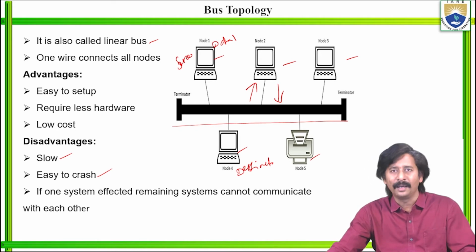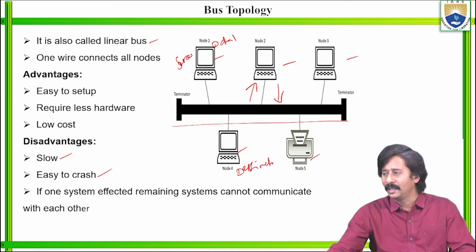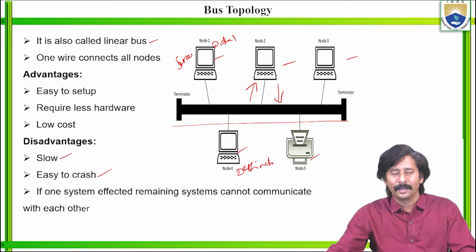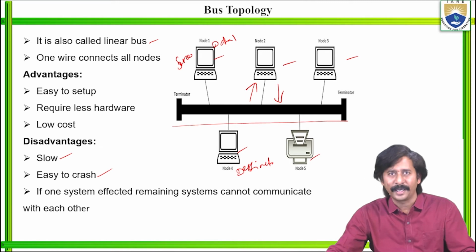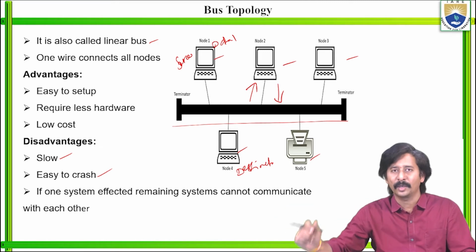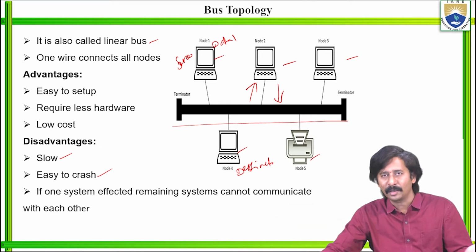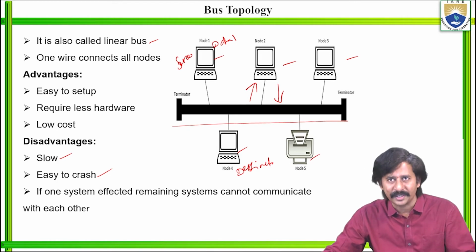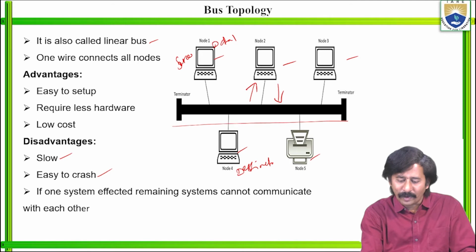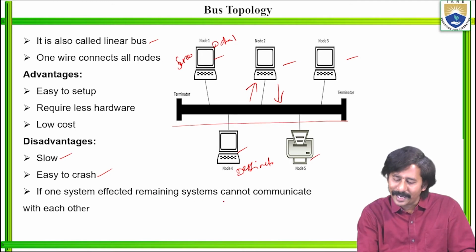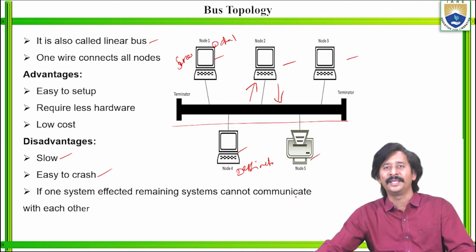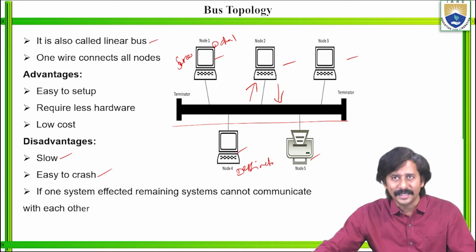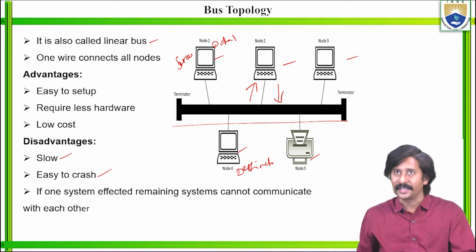A simple example: if you take any simple LAN connection, one node communicates to more than 10 nodes. What happens if that particular node is disconnected? Then automatically the remaining nodes don't have any communication. So if one system is affected, then the remaining systems cannot communicate with each other. That is the basic drawback of bus topology.